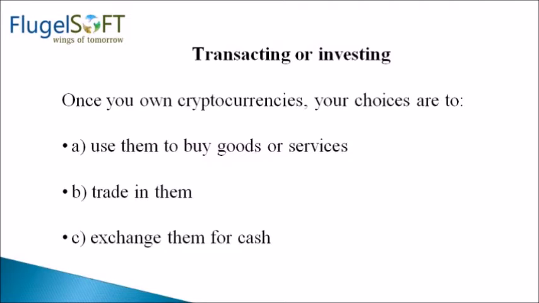C. Exchange them for cash. If you're using a Bitcoin for purchases, the easiest way to do that is through debit card type transactions. You can also use these debit cards to withdraw cash just like an ATM. Converting cryptocurrency to cash is also possible using banking accounts or peer-to-peer transactions.